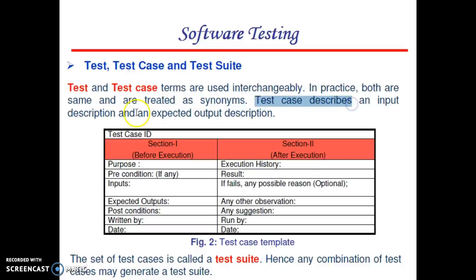A test case describes an input description and an expected output description, as shown in the diagram. We have section 1 before execution: purpose, precondition, inputs, expected outputs, post conditions, written by, meaning the person who wrote the test case, its name, date. And after that, after execution, that is planned versus actual, the execution history. The result of the testing, that is whether the test case is pass or fail. If it fails, then the possible reason, any other observation the tester has found, any suggestion, run by, and date.